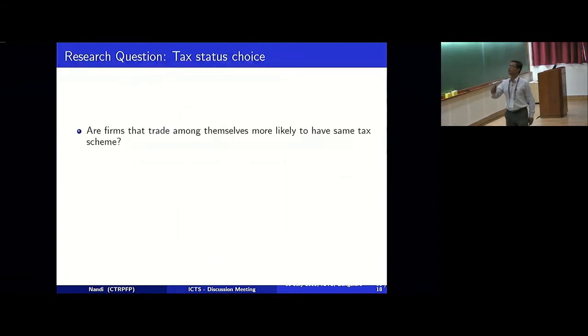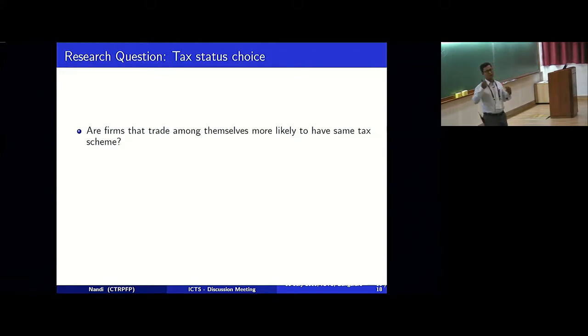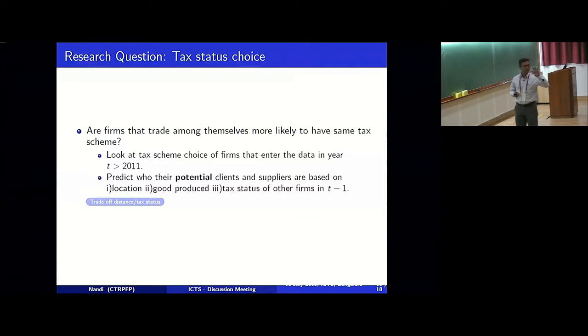So first thing we want to look at is whether the firms that trade among themselves tend to have the same tax scheme. Two tax schemes we are talking about. One is VAT, another is turnover. We want to see whether firms that trade among themselves adopt the same tax scheme, whether if one is VAT, the other is likely to be VAT as well. So using that information, that transactions are very localized, we take the new firms that enter in my data set and predict their potential sales in the next period on the basis of location, the kind of goods they produce, and the tax status of other firms in the locality.